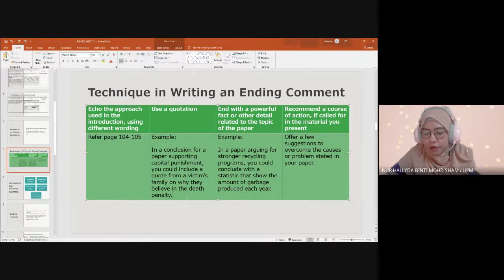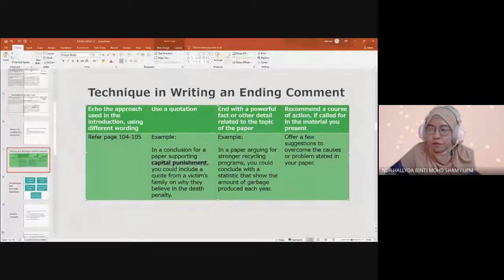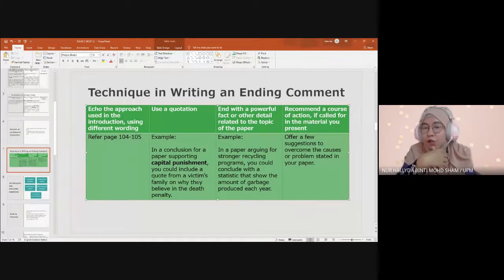For example, the paper, your topic is about capital punishment. Capital punishment, what is it, everyone? Who knows? What kind of punishment is this? Punishment is not denda. What is capital punishment?